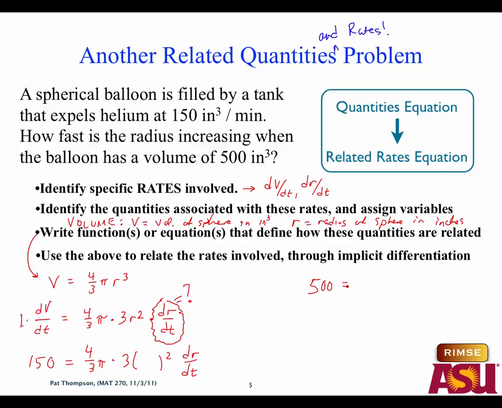500 equals 4/3 pi r cubed. And so if we want r, then when the volume is 500, it's going to be the cube root of all that stuff. Do we have a good approximation for that? 4.92? Is that what I heard?